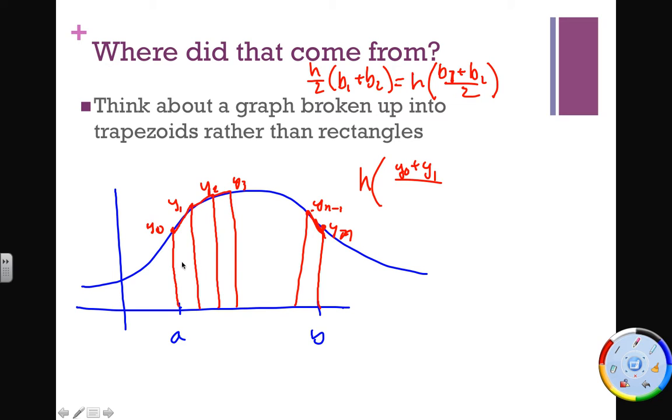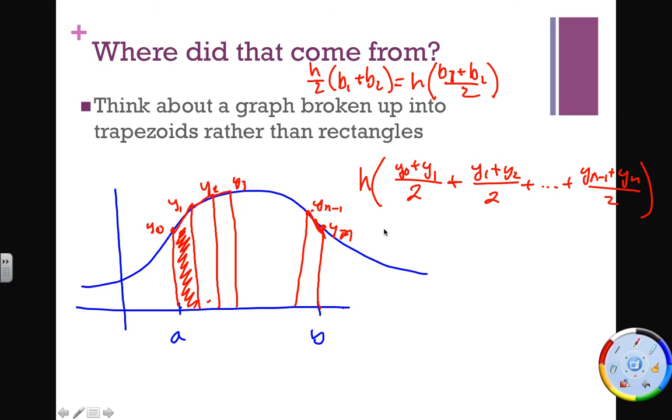That would be my first trapezoid, right? Y sub 0 plus y sub 1 over 2. I'm going to add the next trapezoid. So the next trapezoid would be, oh, look, notice I'm going to reuse the y sub 1 plus y sub 2 over 2 plus so on and so forth all the way down to y sub n minus 1 plus y sub n all over 2.